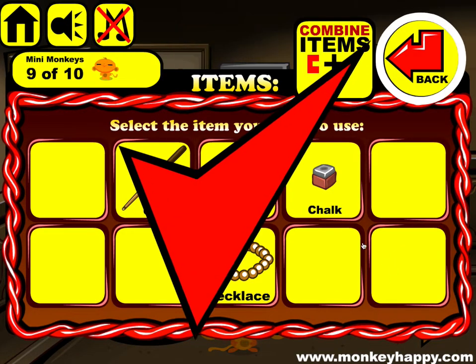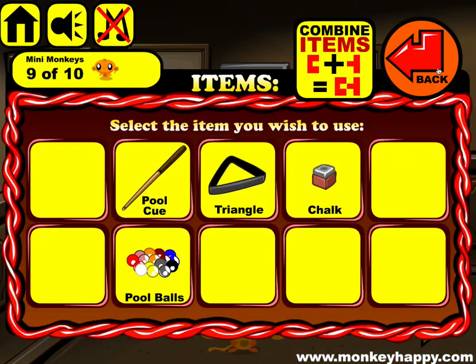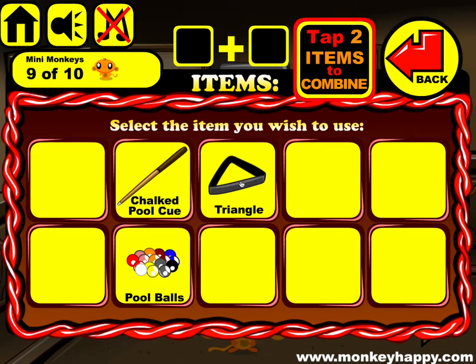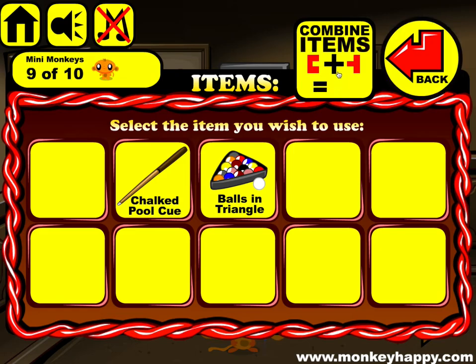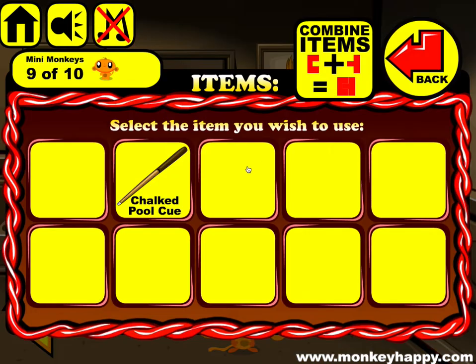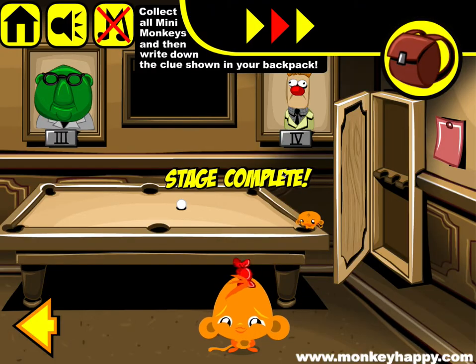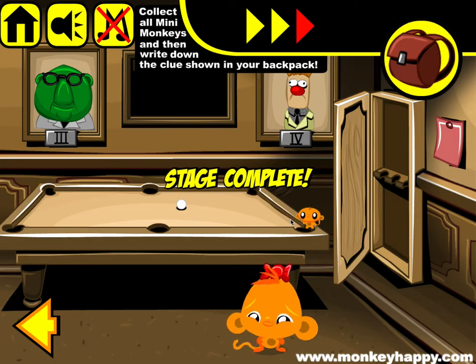Combine the 20 pearls and the string. Give the necklace to Miss Piggy there, and then we combine the chalk and the pool cue, combine the triangle and the pool balls, put the pool balls on here, and then hit it with your cue. Sink all the balls, and that's how you complete monkeyhappy.com stage 503.